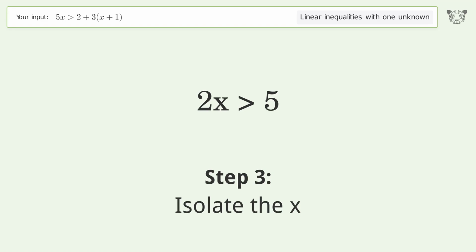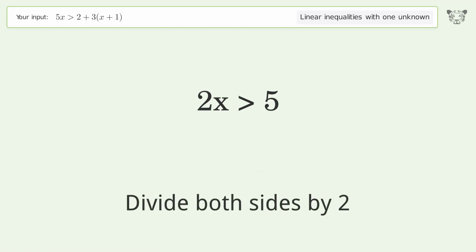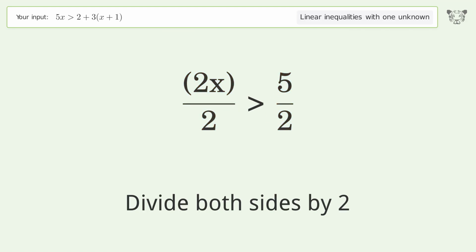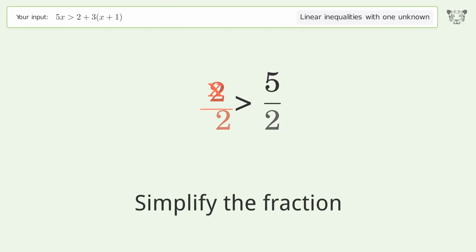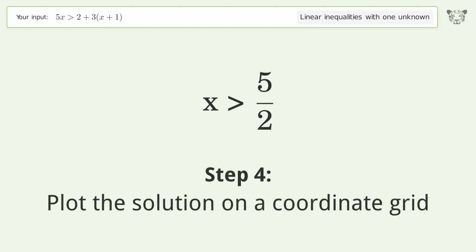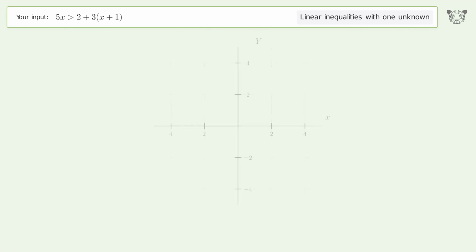Isolate the x. Divide both sides by 2. Simplify the fraction. Plot the solution on a coordinate grid. And so the final result is x greater than 5 over 2 greater than 21 over 2.